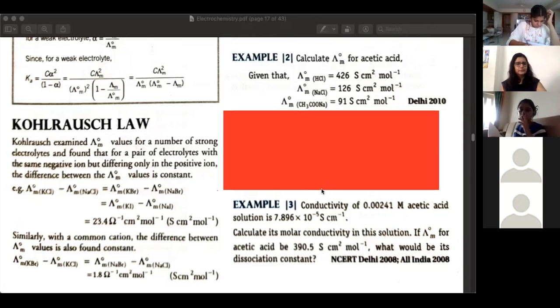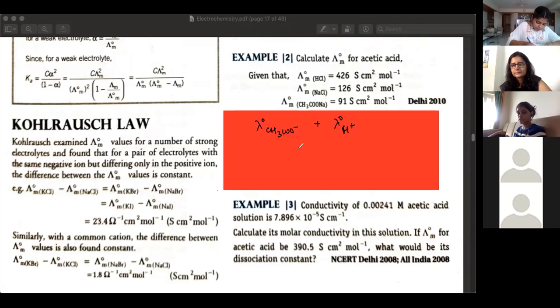Ma'am, if we use Kohlrausch's law, because we're finding it for acetic acid, we'll have to take the third one. Yeah, form equations for each one. So if you want to find for acetic acid, you need to know what is lambda naught for the acetate ion. And we'll find that from the third equation. You need to figure out lambda naught for H plus.